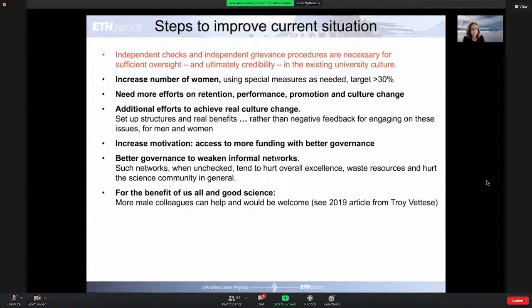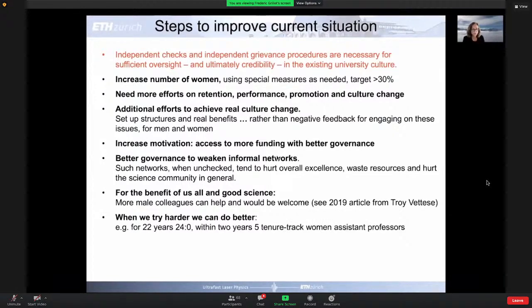For the benefit of us all and good science, we need more help from our male colleagues, because when we manage to introduce this better governance, this will also help the men and it will help science. When we try harder, we can actually do better. You know, for 22 years, every selection committee in my department selected a man, 24-0. And within 2 years, we found 5 excellent tenure track women assistants. So the women are there. We just need to hire them.